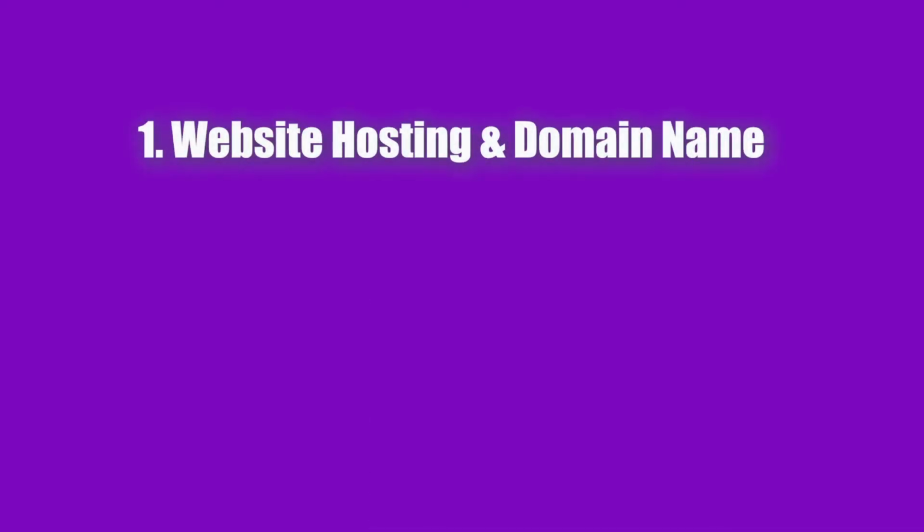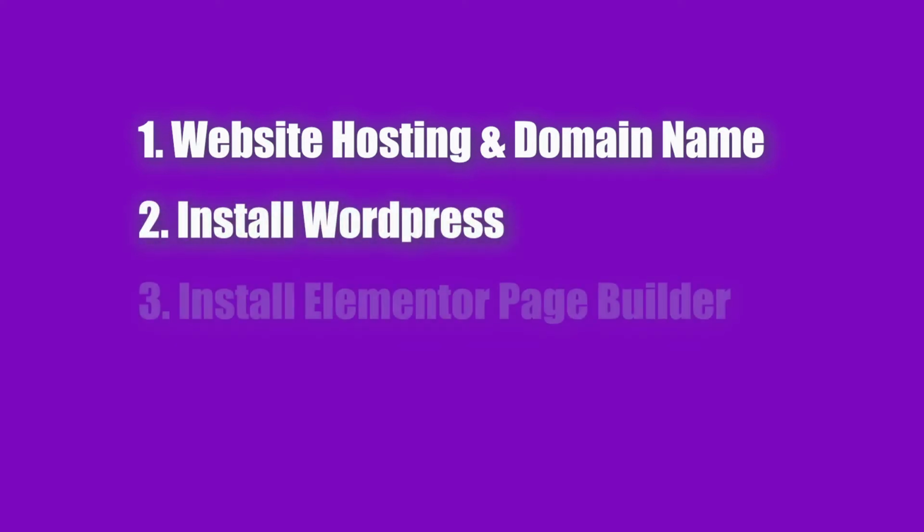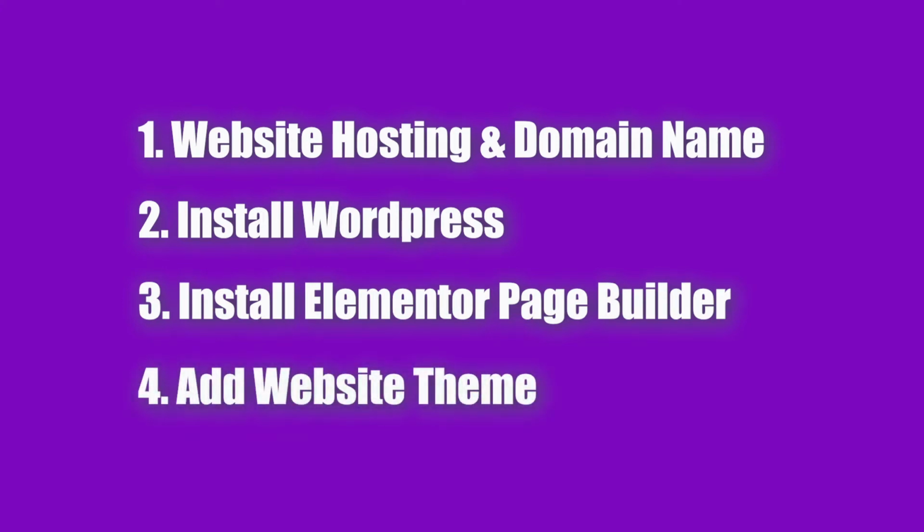So step one, we're going to be covering how to go about getting your hosting and your website domain. There's no way around it, you can't have a website without a hosting or a domain name. Then we're going to install WordPress onto your website. Next we will install the Elementor page builder so you can make it look awesome without even needing to code. And finally we'll install the theme and start building your website using Elementor.